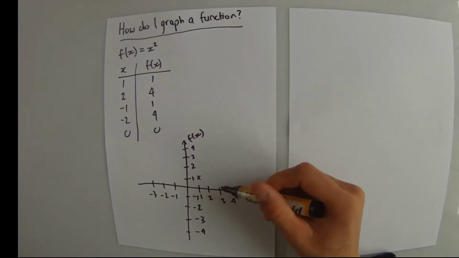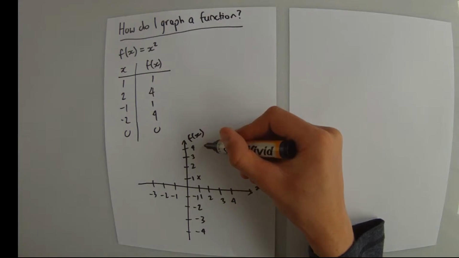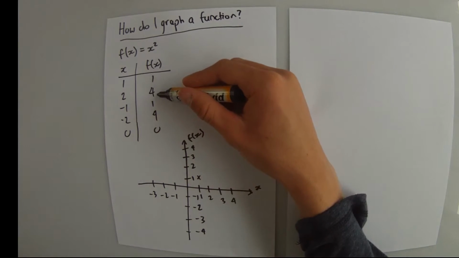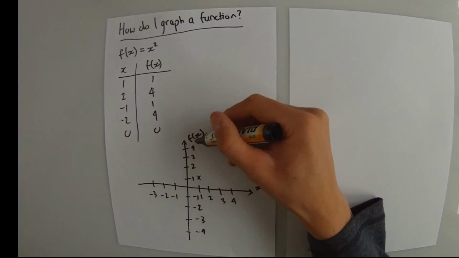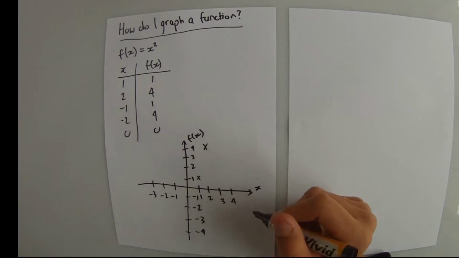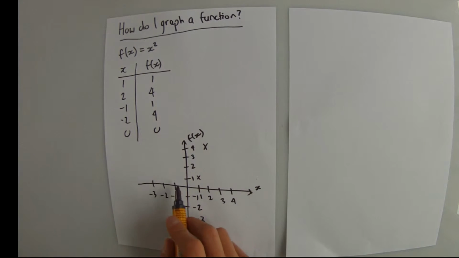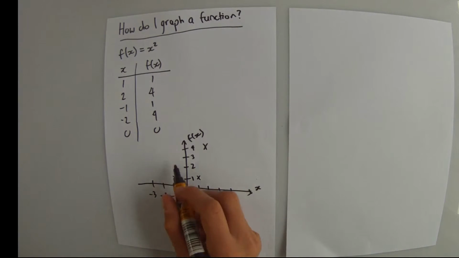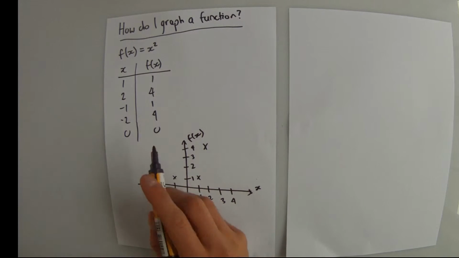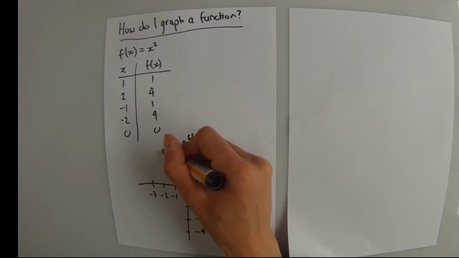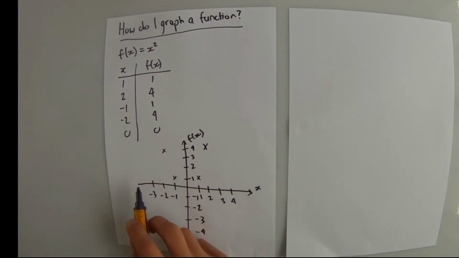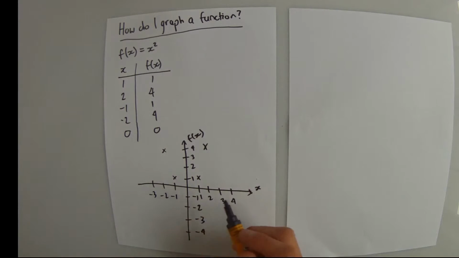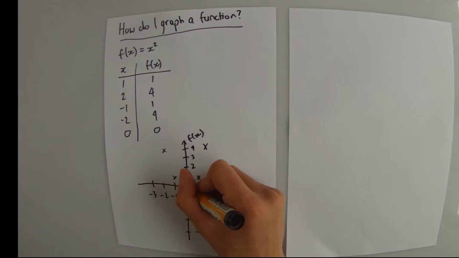We can do the same thing at x equals 2, where f of x is 4. We can see f of x is 4 here, x is 2 here, so we plot a point here. Negative 1 on the x-axis corresponds to 1 on the f of x-axis, so we mark a point there. And negative 2 corresponds to 4 on the f of x-axis, so we mark a point there. We've also got 0 is equal to 0. So when x is 0, f of x is 0.